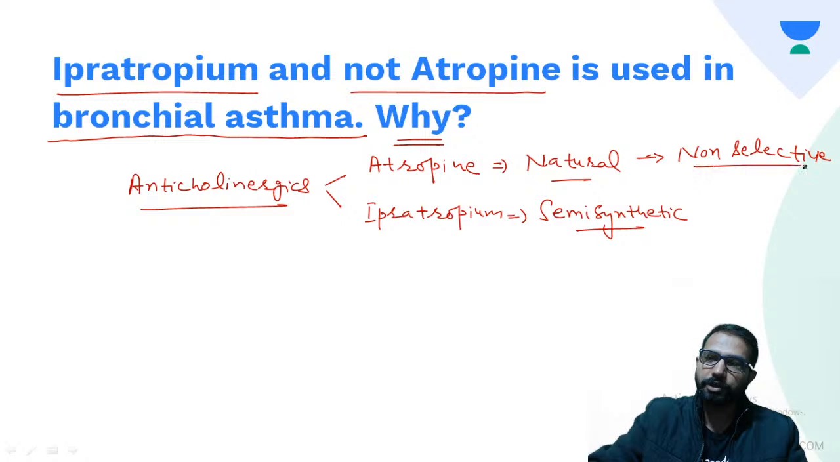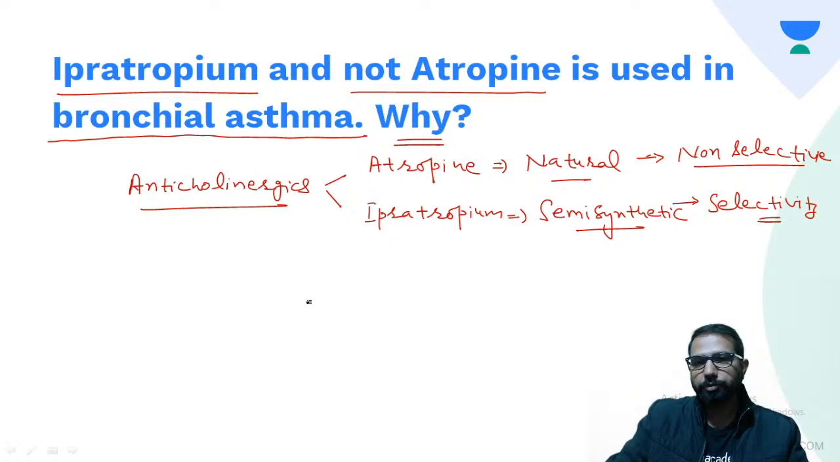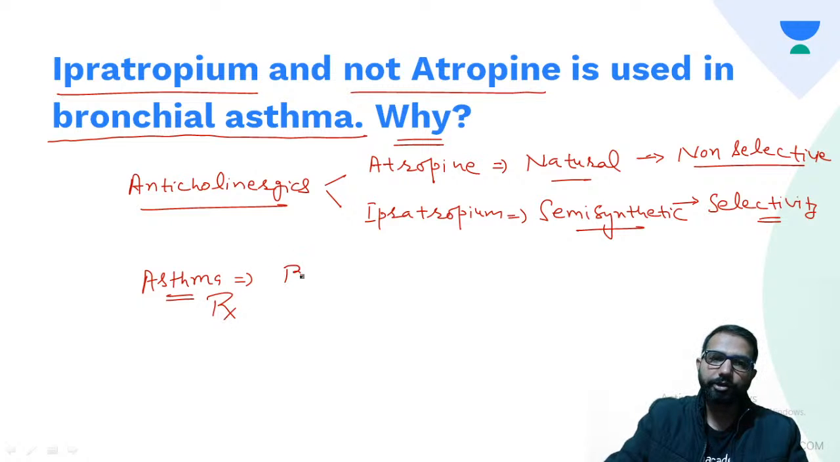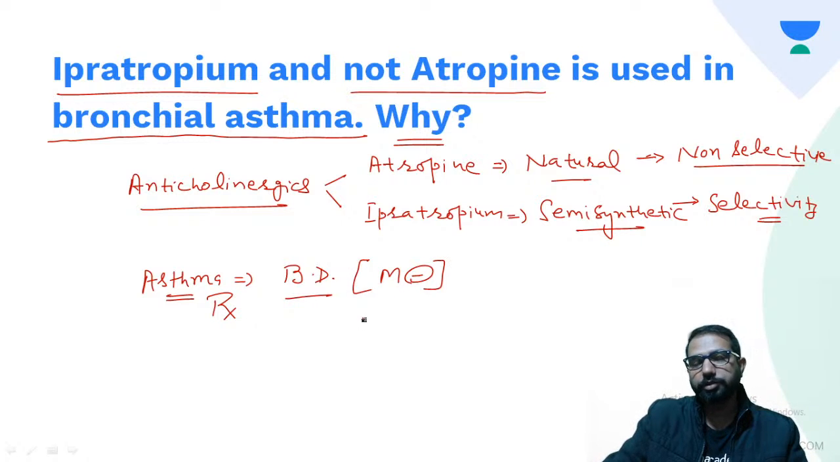It means it will not only have an effect on one tissue, one site, it will have effects on multiple sites. Ipratropium is semi-synthetic, and that has some selectivity. So selectivity is there with ipratropium. Now because of this, we want to use it in asthma. In the asthma patient, we want bronchodilation, and for bronchodilation we need to give a muscarinic antagonist or beta 2 agonist. So these drugs have muscarinic antagonistic property.